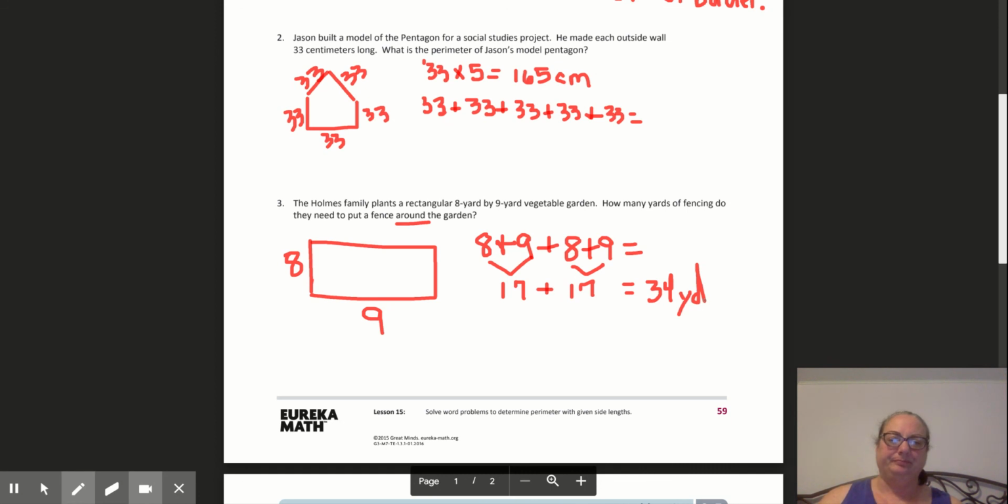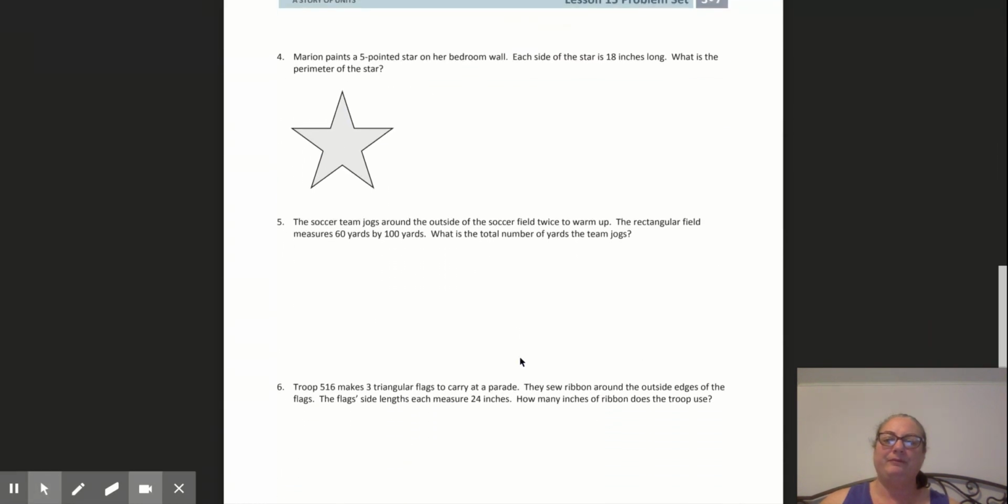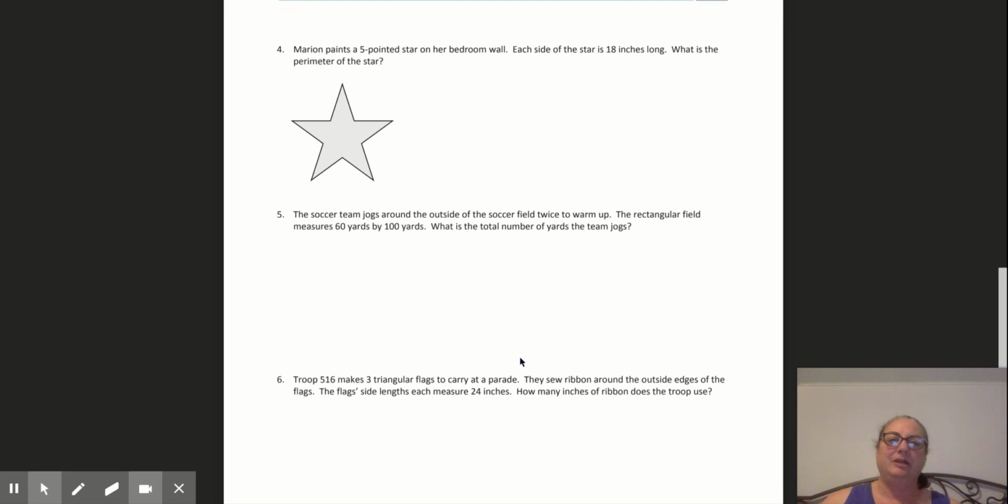So it wants to know how many yards of fencing do they need to put a fence around the garden. They need 34 yards of fencing, and that would be your sentence. Now you make sure you do 4, 5, and 6 on your own. Make sure you read, draw, and write.